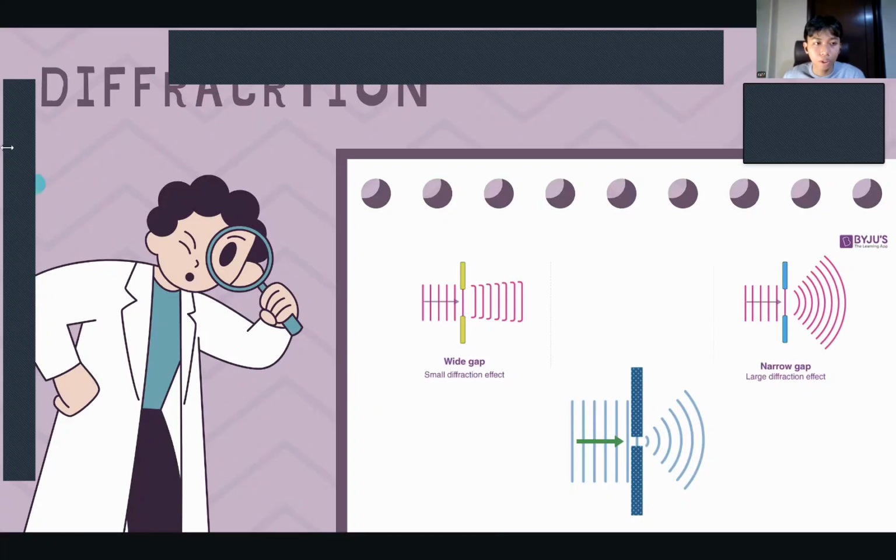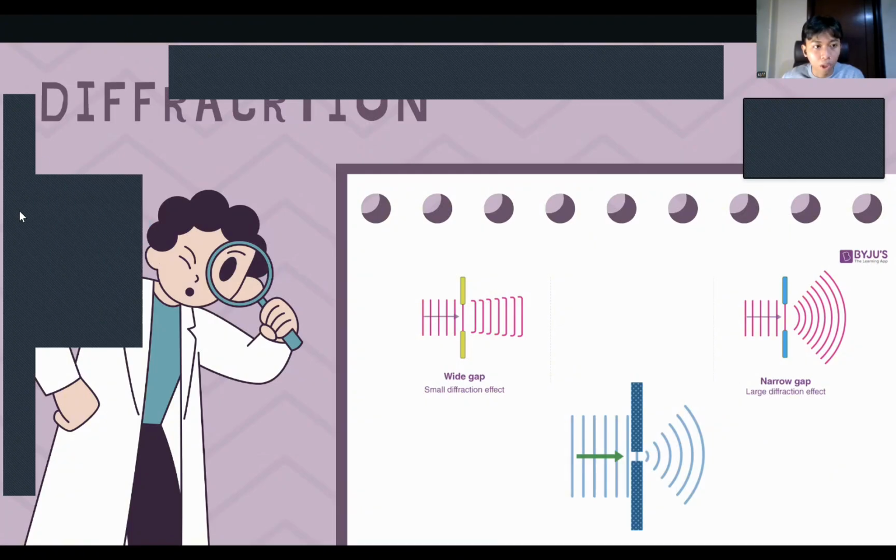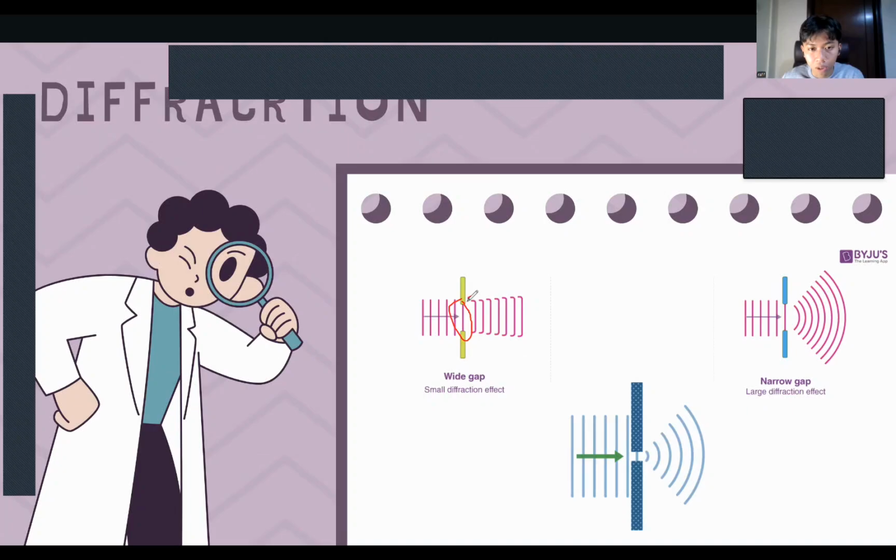Next one we have is diffraction. Diffraction is the bending or spreading of waves as they pass through a gap or around an obstacle. The amount of spreading depends on the relationship between the size of the gap and the wavelength of the wave. The wider the gap, the lower the diffraction effect, and the narrower the gap, the higher the diffraction effect. This is about diffraction. So let's move to the next one, which is interference.